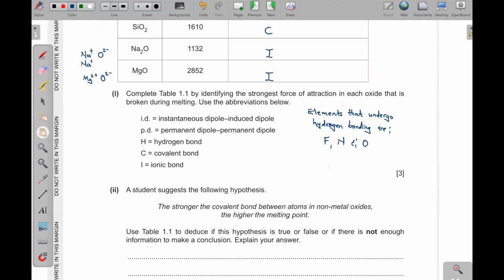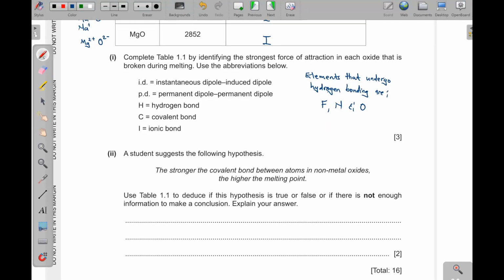Then Roman 2 here, they are saying that a student suggests the following hypothesis: the stronger the covalent bond between atoms in nonmetals, the higher the melting point. First of all, we look at melting point. For melting point, we look at 2 things. Number 1, the structure and bonding. Then number 2, the strength of the bonds.